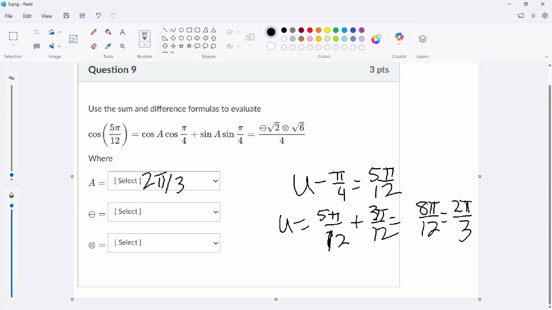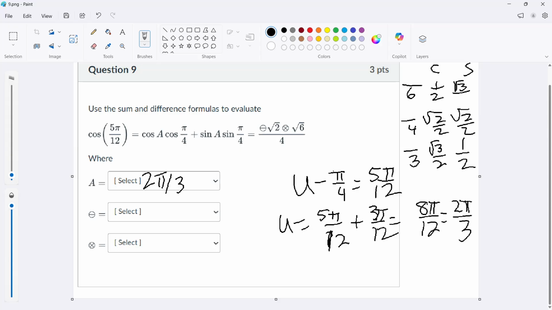Well, again, as I did with the other ones, I'm going to do the pi over 6, pi over 4, pi over 3. Here's cosine, here's sine. Pi over 3 is square root of 3 over 2, 1/2. This is square root of 2 over 2, square root of 2 over 2. You might know the unit circle, but if you don't, this is going to be 1/2 and square root of 3 over 2.